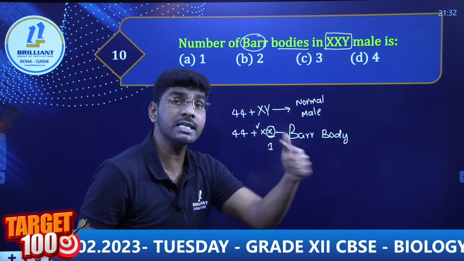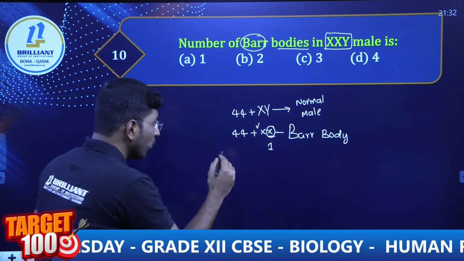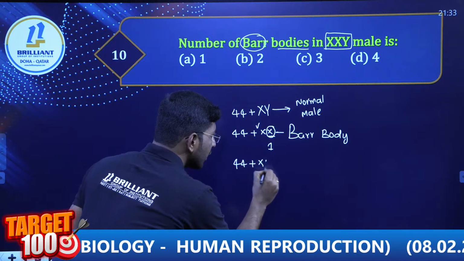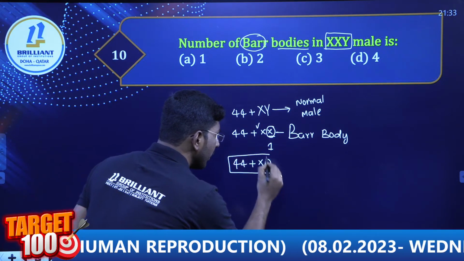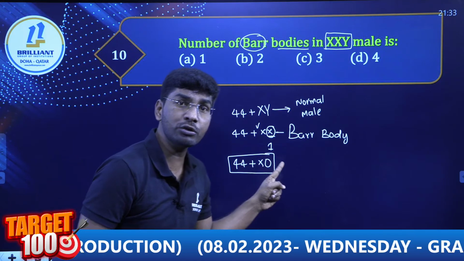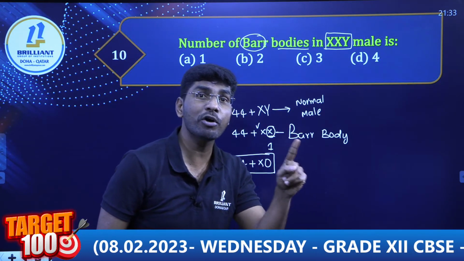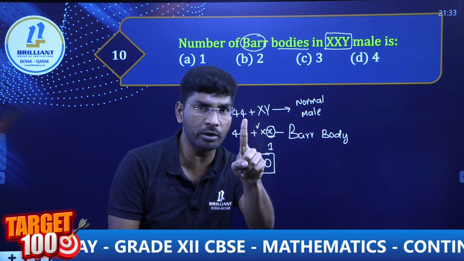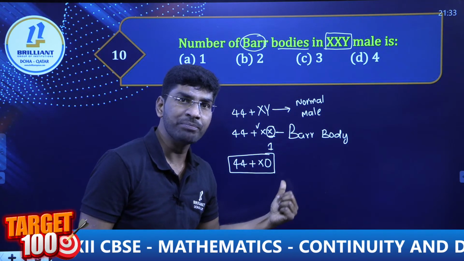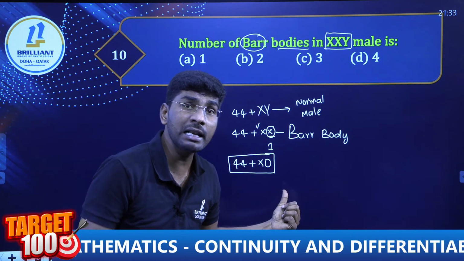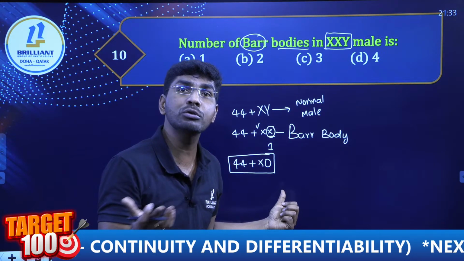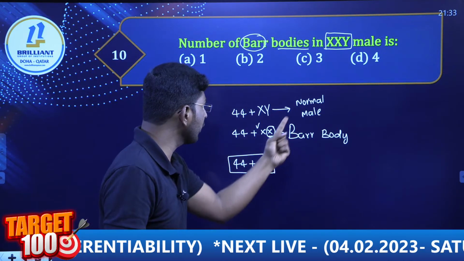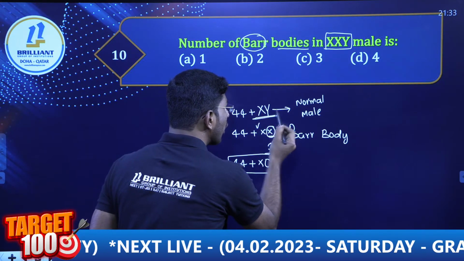I am writing the Turner syndrome karyotype. Turner syndrome, 44 plus X0. This is Turner syndrome, students. So in Turner syndrome, it is a female without a Barr body. Normally, normal females have one Barr body, right? But this is a Turner syndrome female, and there is no Barr body. In the case of a normal male, also without a Barr body.